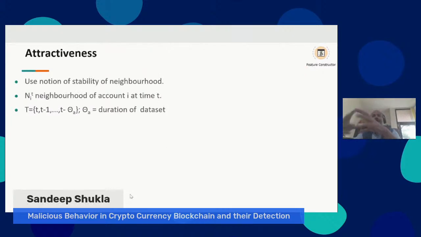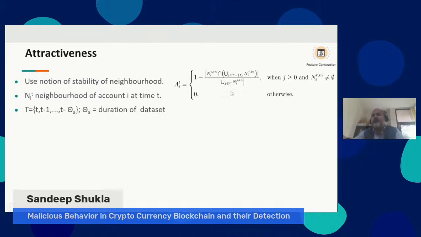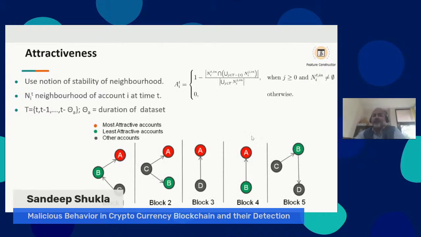Now, attractiveness is basically a measure of what I earlier said, the neighborhood stability. Do you interact with the same set of people, or do you interact with all kinds of people all the time? That is measured in terms of attractiveness, which we defined as this measure. We'll not go into the measure here, but you can imagine that a normal account will have more or less good stability, whereas the malicious accounts seem to be always hopping from interacting with certain accounts, and then moving on to interact with some other accounts, and not staying stable in terms of their neighborhood. So this is an example.